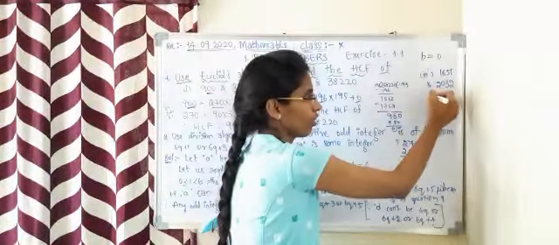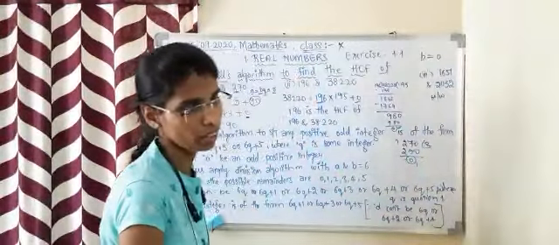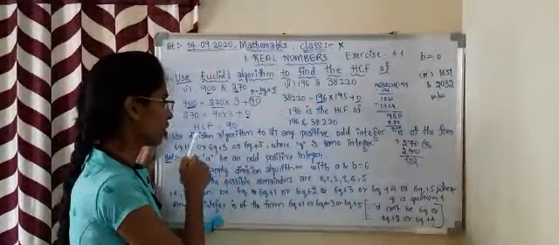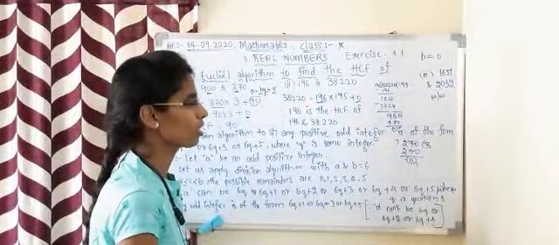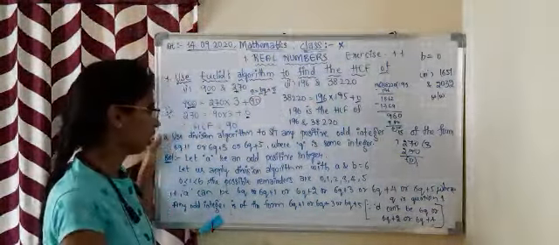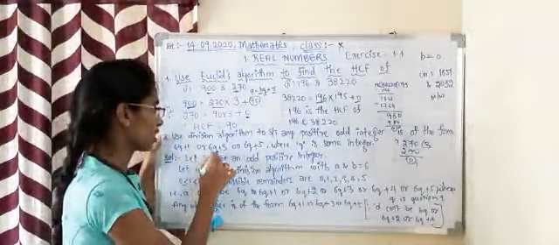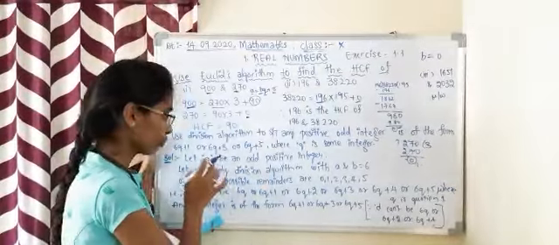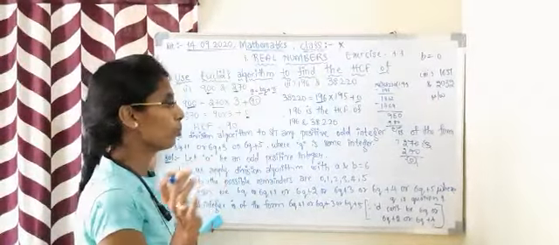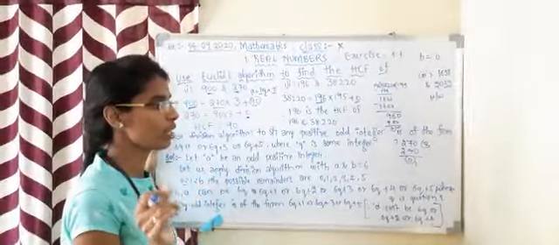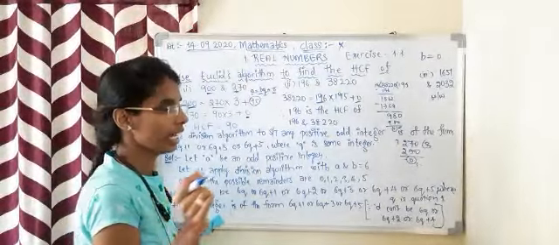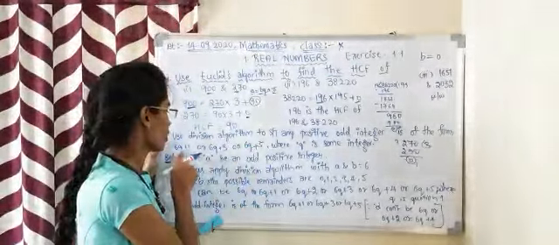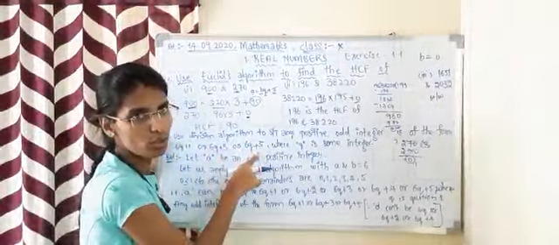The third is your part of homework. You can try it easily. And the second question is, use division algorithm to show that any positive odd integer is of the form 6q plus 1 or 6q plus 3 or 6q plus 5, where q is some integer. So here we have to show that any positive odd integer is in this form: 6q plus 1, 6q plus 3 or 6q plus 5.